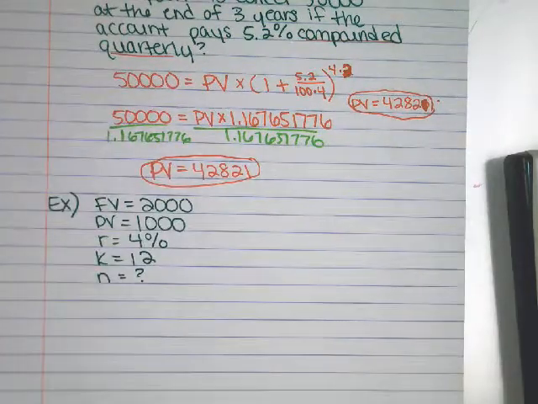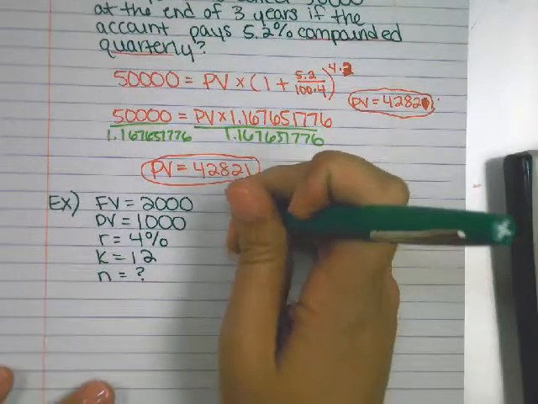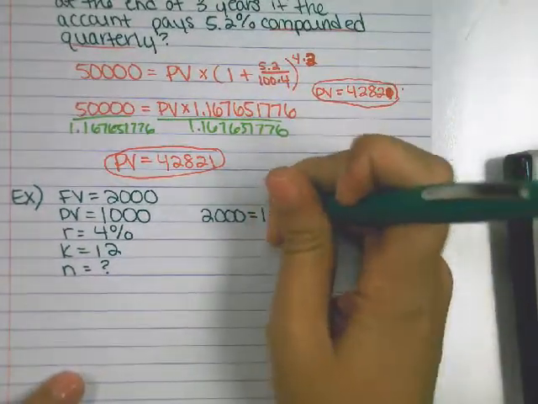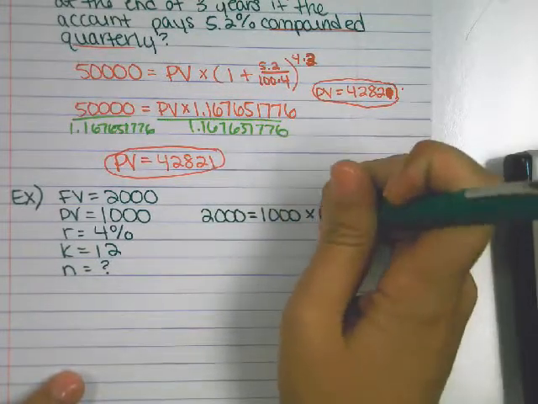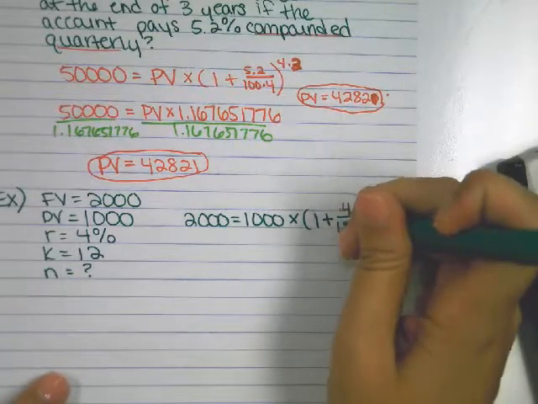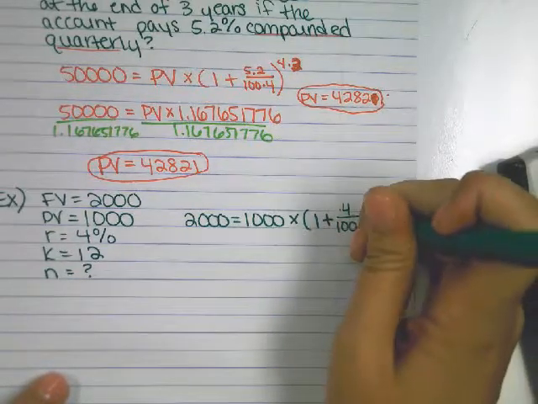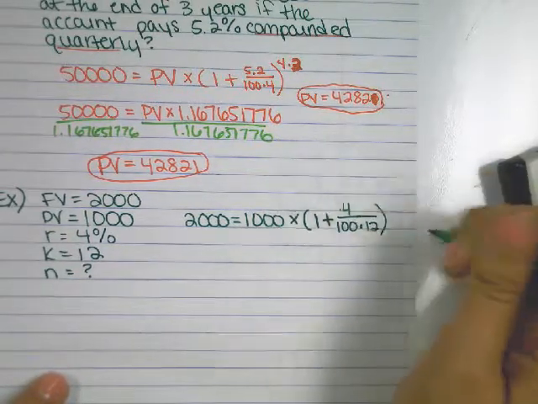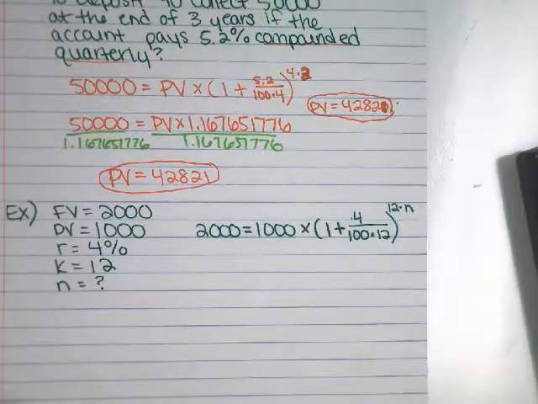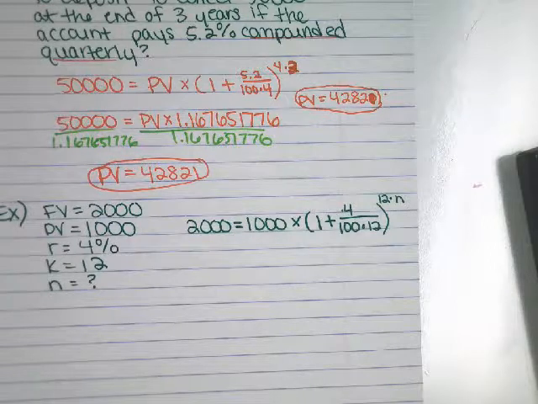So let's plug in everything we know to our formula. So my future value, we know that, 2,000. Present value, 1,000 times 1 plus our rate, 4 over 100. K is 12. K goes up here also, but we don't know our number of years. So we have a lot of information here, we just don't know our number of years.